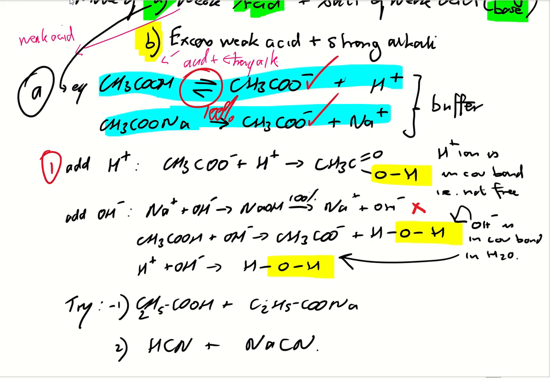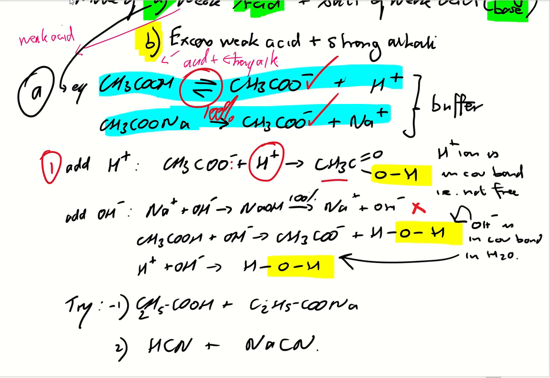Now, whatever your buffer is will have a negative ion. It may not be an ethanoate ion, it may be a cyanide ion or a propanoate ion, whatever, it doesn't matter. That will react with the H plus and form a dative bond with the lone pair on that oxygen, and you will get the acid.